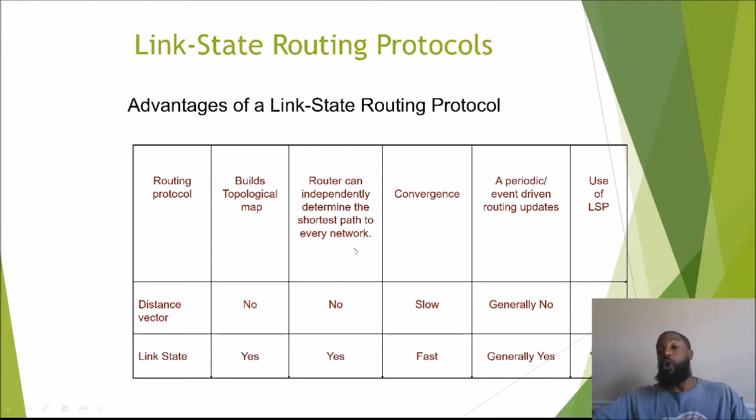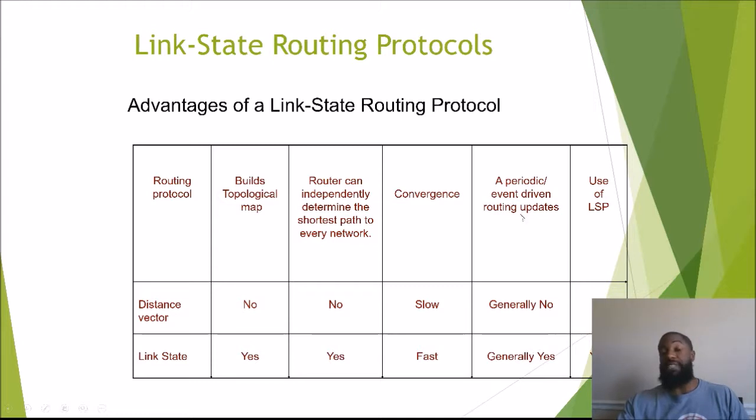Each router runs the SPF algorithm in its CPU, right? They do it independently. They don't just have the exact same information. Distance vector doesn't do that. Link state does. Convergence is faster. Distance vector is slow. Event-driven routing updates: distance vector, generally no.